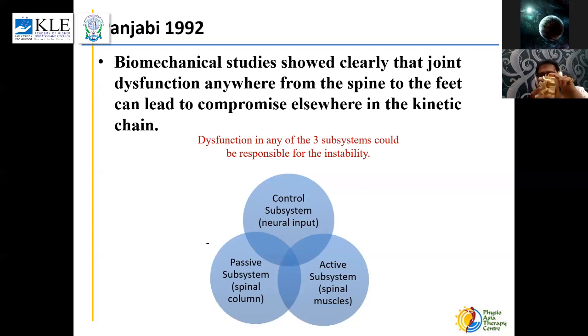So these three subsystems make up your spine. Are you able to see my spine model? Yes, sir. Okay, good. So you have this passive system, and on top you have the muscles, which are active, and then you have your nerves, the spinal cord and the nerves passing through. These three work hand in hand to create the stability and normal biomechanics of spine functioning.